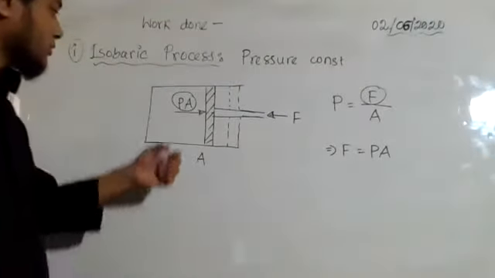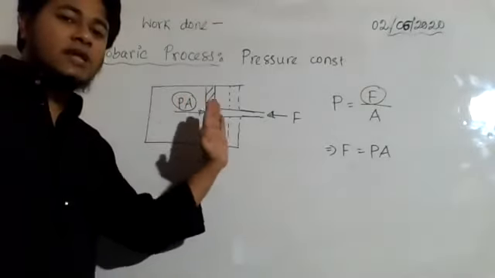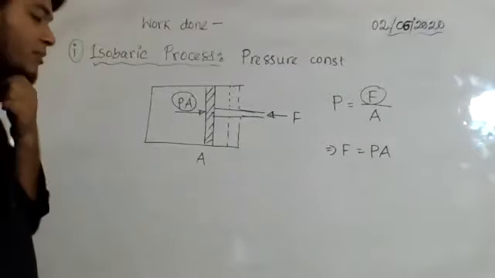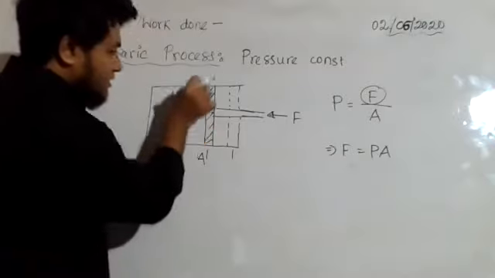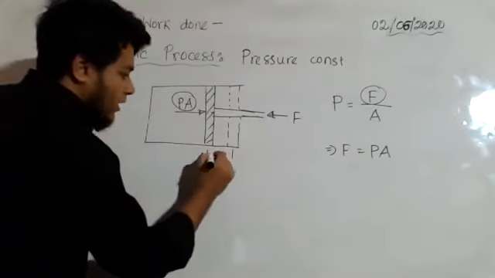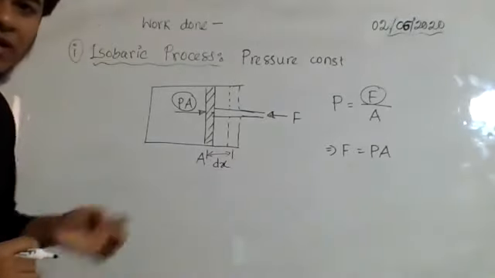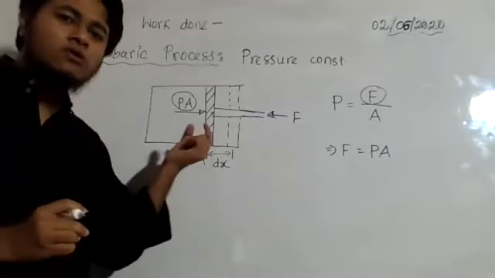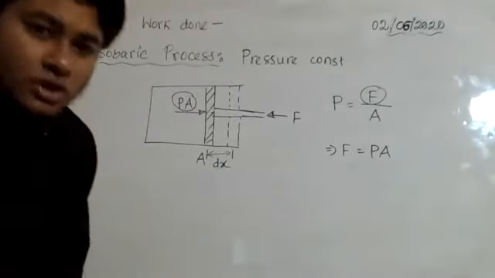So what we saw is that a force is being applied in this direction, and as a result the piston is moving. We are considering that it has moved a very small distance. This is the previous position of the piston and this is the final position. So what is the distance that it has moved? It has moved a distance dx, a very small distance. For this small distance, we can consider that the pressure has not changed at all.